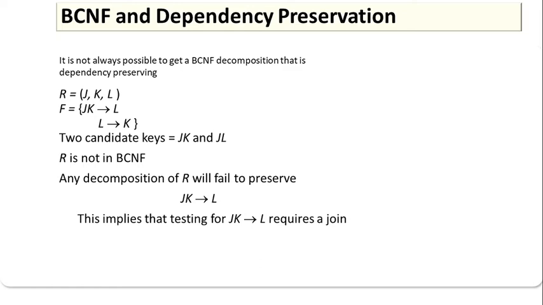R has these many keys and F has. So whenever L determines K, or K is identified by L, then there are two candidates, JK and L. R is not in BCNF, so a decomposition of R will appear.